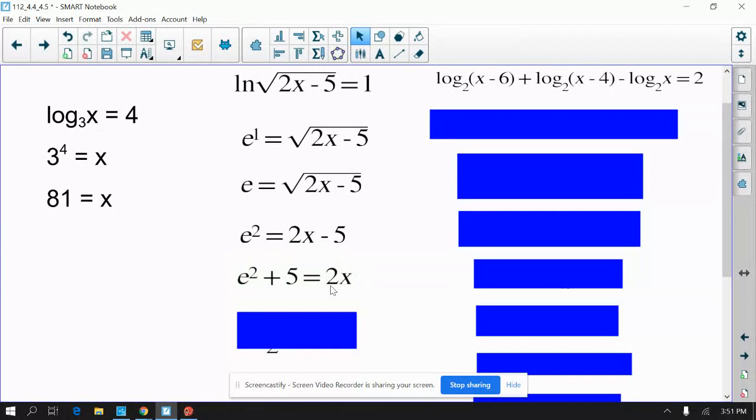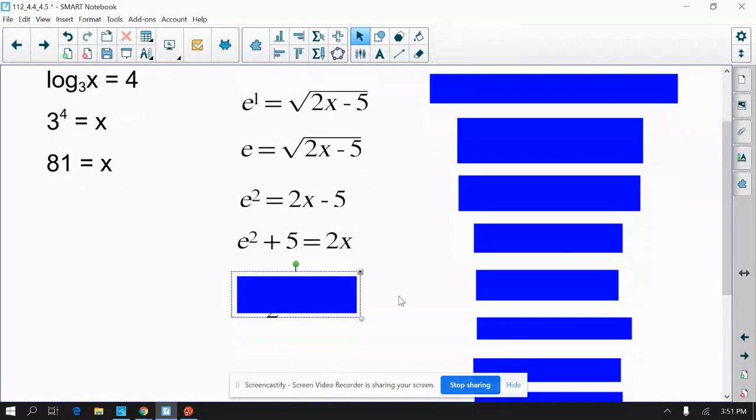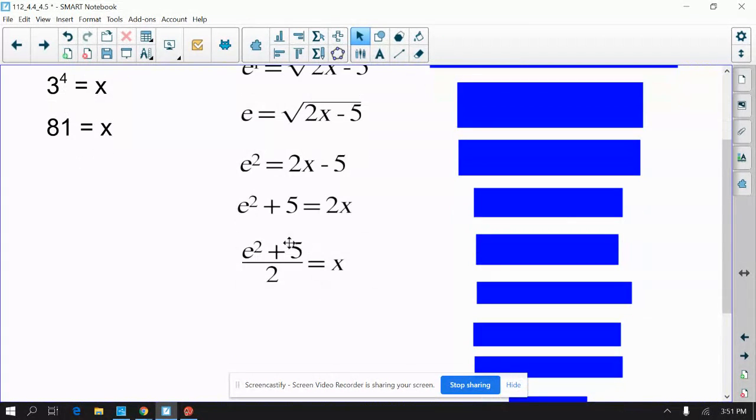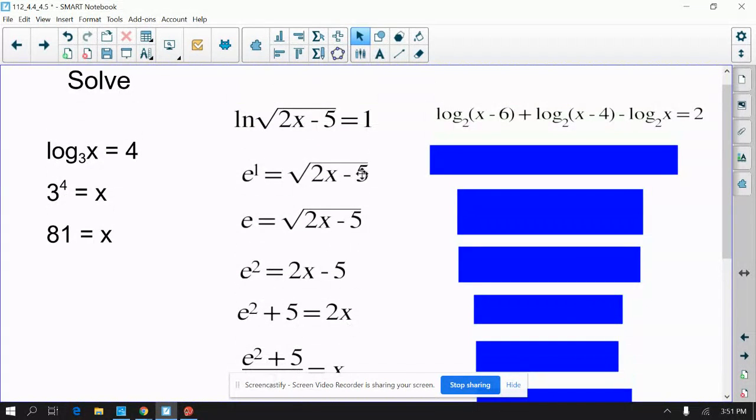How do you undo multiplying by 2? You need the inverse of multiplication, which is division. So you divide by 2. And then there is the answer: e squared plus 5 divided by 2. That will make this natural logarithm equal 1.